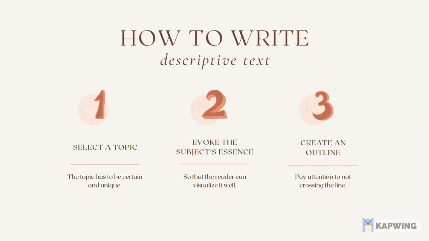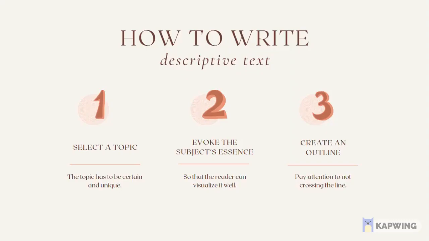So the subject of the descriptive text has some essences that we can use to describe. For example, if I describe a pancake, the pancake itself has some essences, such as the material, or the looks, or the prices. We should do this because the reader has to visualize it well.